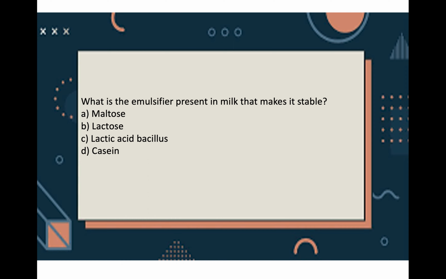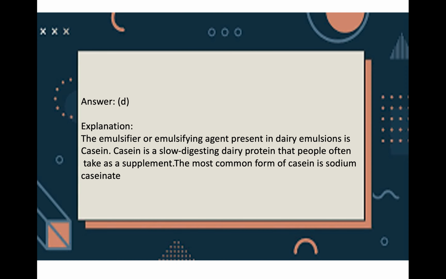A. Maltose, B. Lactose, C. Lactic acid bacillus, and D is casein. Now, here casein is the answer because the emulsifying agent seen in dairy emulsion is casein, a slow digesting dairy protein which people often take as a supplement. The most common form of casein is sodium caseinate.